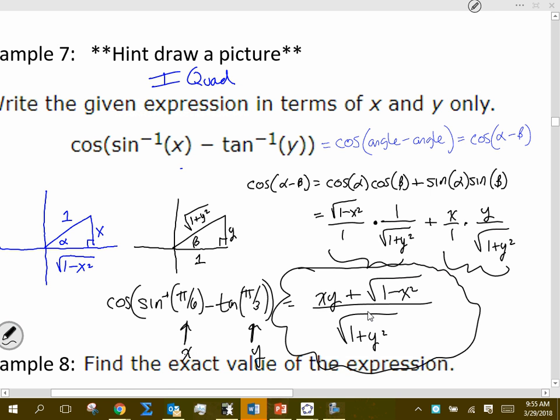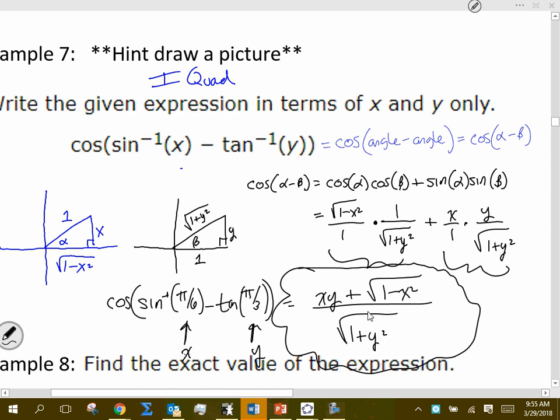Okay. Now that's how maybe you would check to see if you did this right. You can type in on GeoGebra or Desmos or your TI-83 or 84, cosine of sine inverse of pi over 4 minus tangent inverse of pi over 6. Hit enter, see what you get. Then in that formula, do the exact same thing with the exact same x's and y's. Hit enter. They should equate. They should be the same.